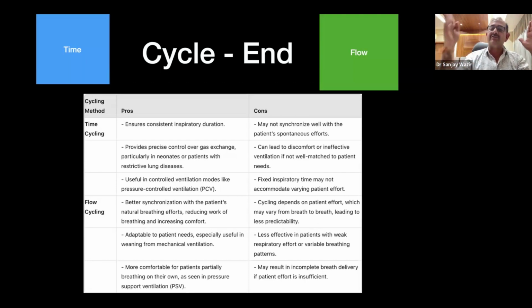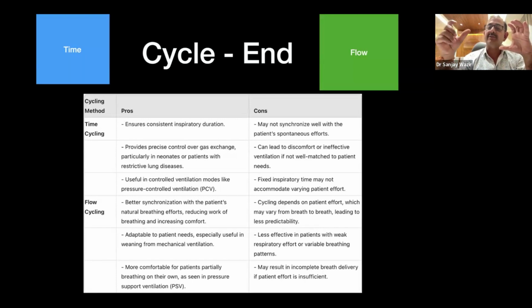So what happens with this is that not only the trigger which started with the flow triggering, but since the flow cycling is also happening, both my inspiration is getting synchronized, and my expiration is also getting synchronized. Because normally in time cycling, sometimes the baby may still be taking a breath, and the ventilator may say my time is up, I am stopping, and I want to stop and let the baby breathe.